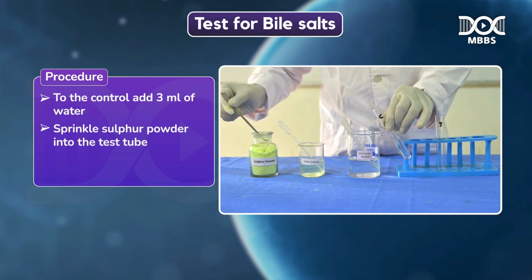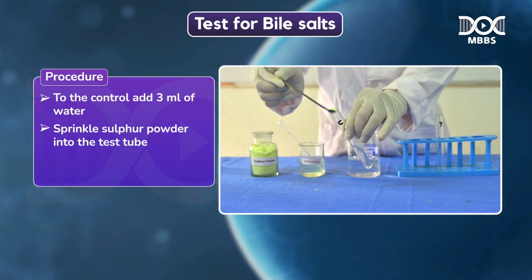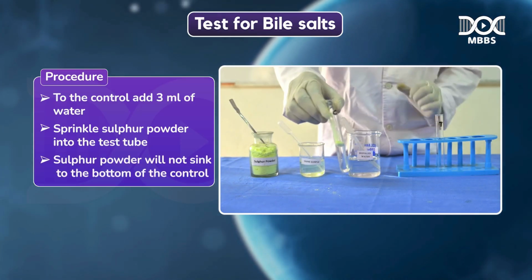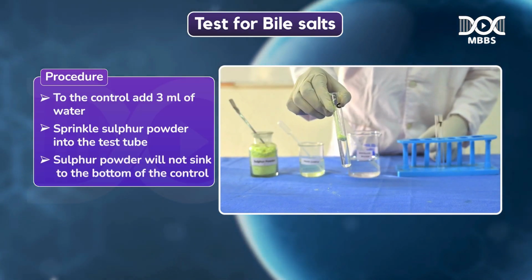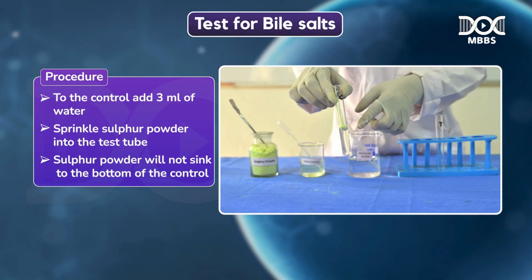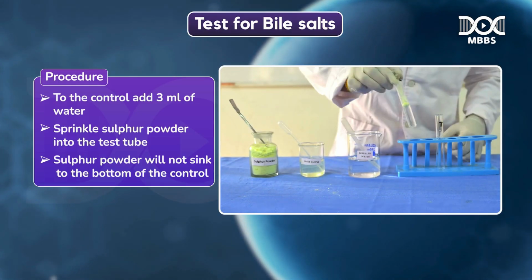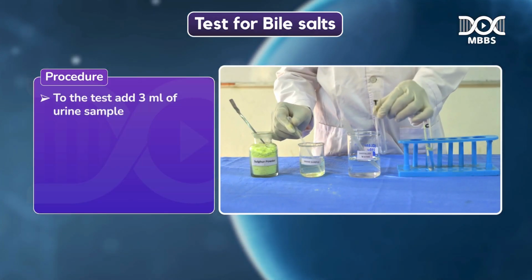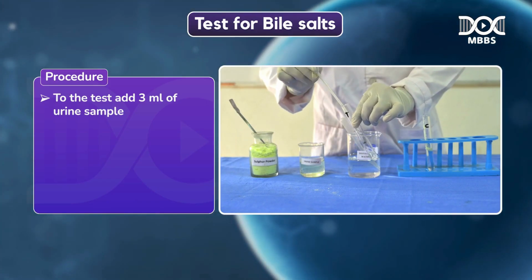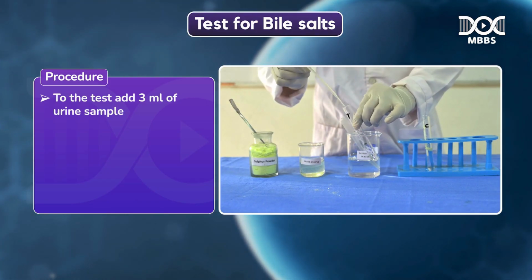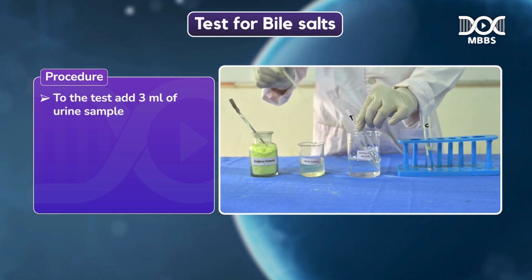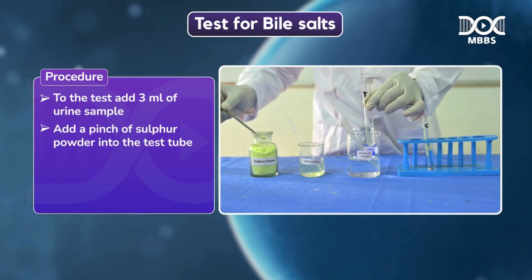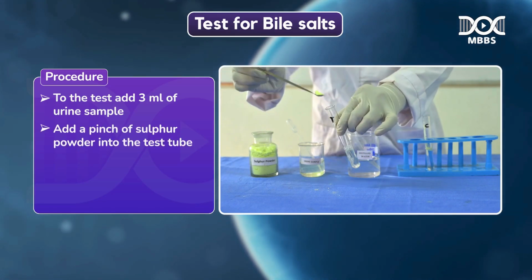and sprinkle some sulphur powder into the test tube. The sulphur powder will not sink to the bottom of the test tube in the control, where we are using distilled water in this sample. In the test, we are taking 3 ml of urine sample where we are adding a pinch of sulphur powder into the test tube.